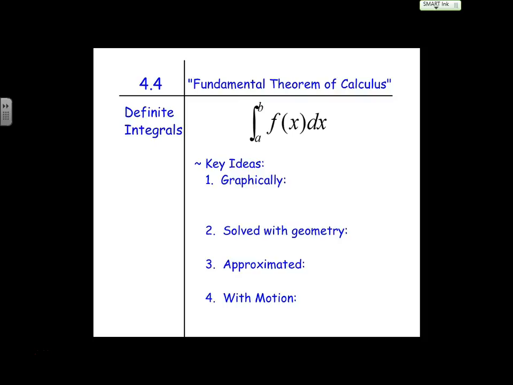Anti-derivatives. So all those skills that you worked on in section 4.1, you're going to put them to really good use in 4.4 to do what your calculator has been needing to do for you.